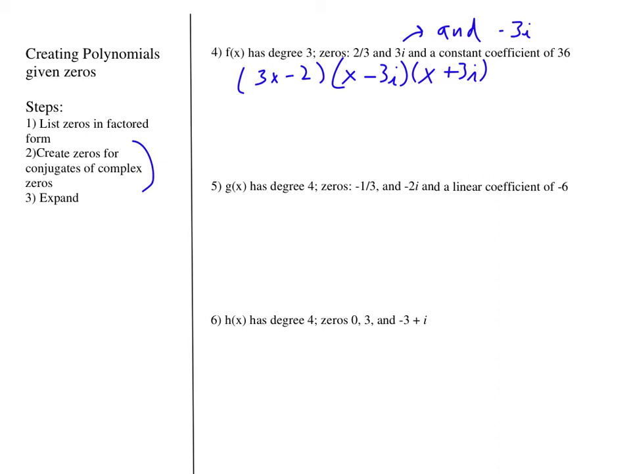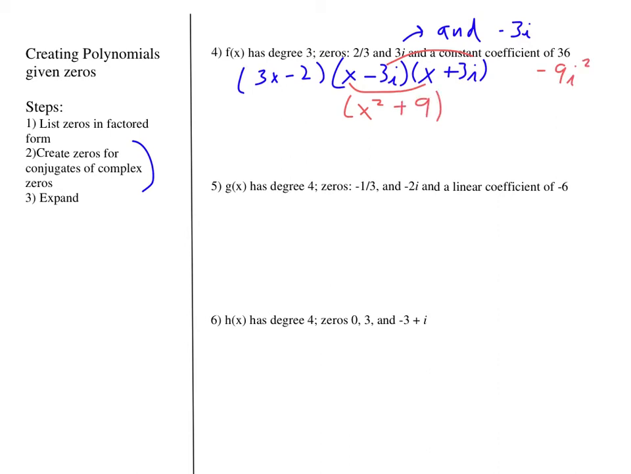So now we're going to multiply together. Remember, we can do any order. So we definitely want to multiply the conjugates together first, because we can FOIL the conjugates, right? So I got x times x is x squared. And then last times last is actually negative 9i squared, but remember that's going to turn into plus 9.